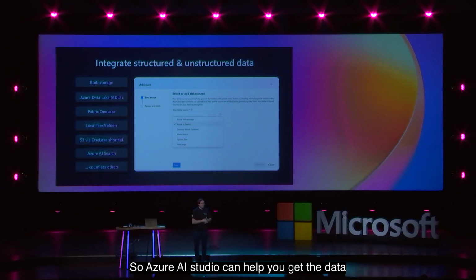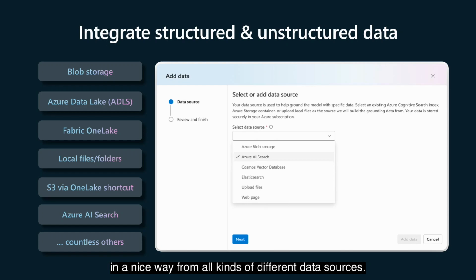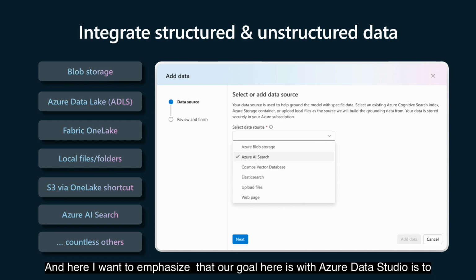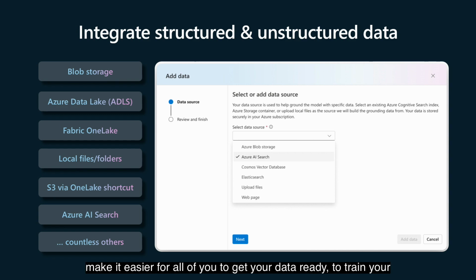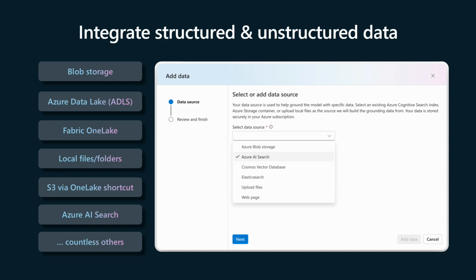So Azure AI Studio can help you get the data in a nice way from all kinds of different data sources. You can start with having it in a blob storage. You can connect it with Fabric. You can even upload files locally for your experiments. It takes both structured and unstructured data. And here I want to emphasize that our goal with Azure AI Studio is to make it easier for all of you to get your data ready to train your models on it and create business value.